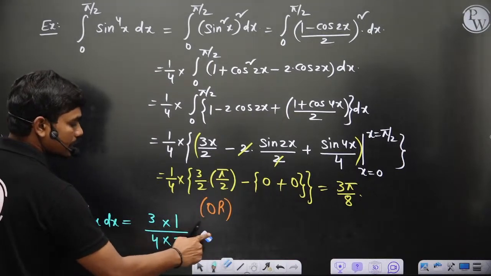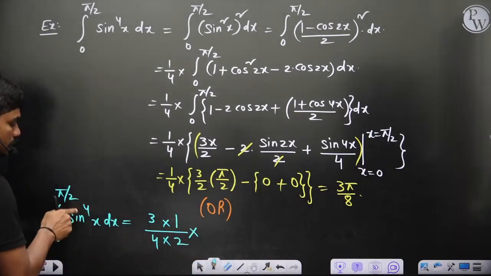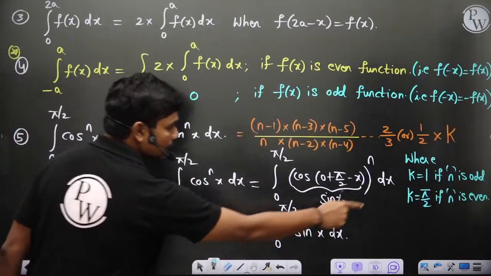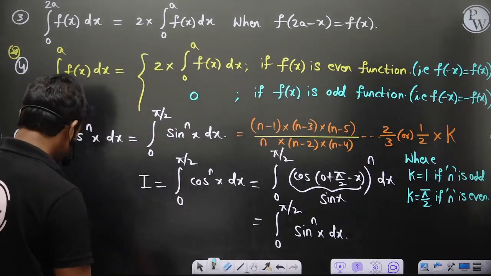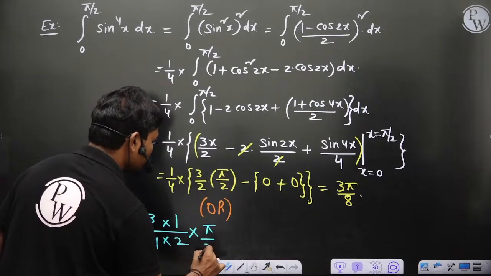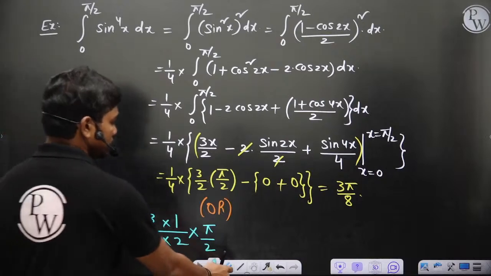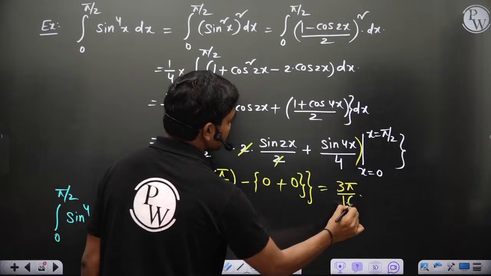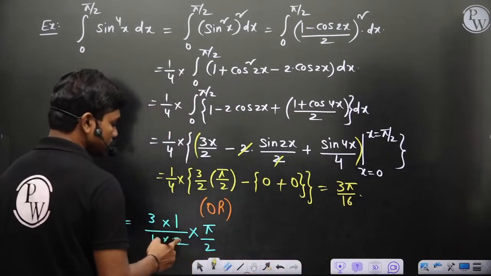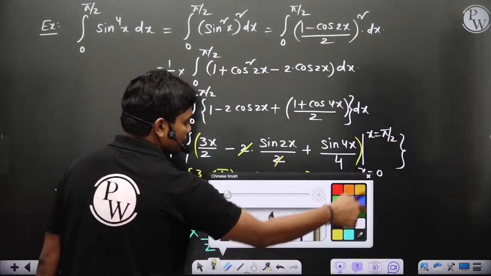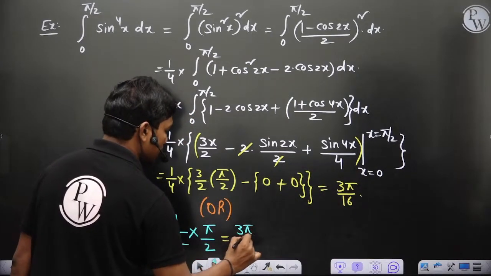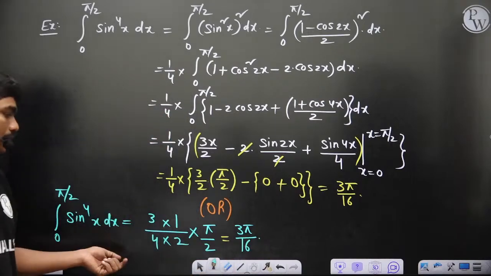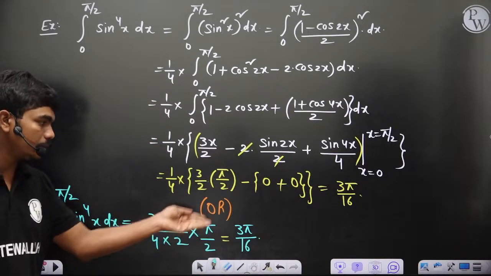After this, 0 and negatives will not come. Then what is this value? The value of n is even. So if n is even, this constant k value is pi by 2, of course. So into pi by 2. Sorry, this is 16, because 4 into 2 is 8, 8 twos are 16. So 3 pi by 16 is what you get. You can see with the help of the reduction formula, you can write these integrals within a single line, which is 3 pi by 16.